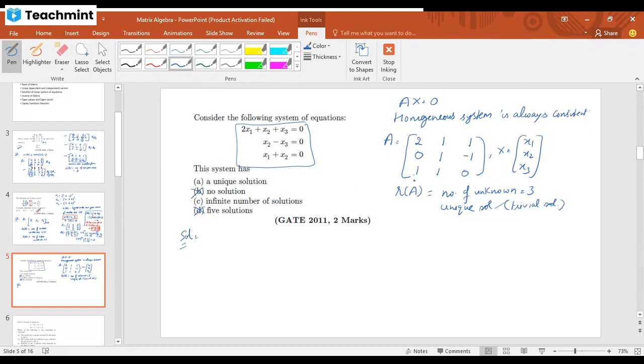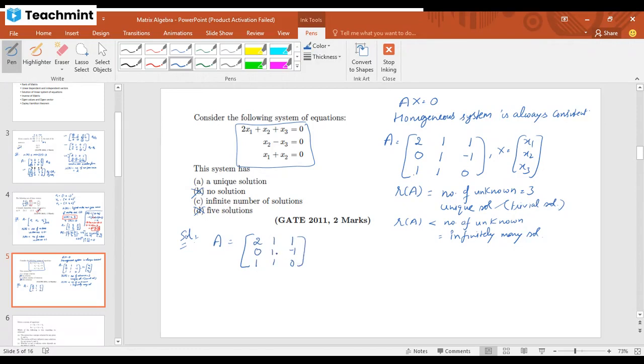Trivial solution means all the variables are 0. And if the rank of a matrix is less than the number of unknowns, that means if it is less than 3, maybe 2 or maybe 1, then this system has infinitely many solutions. So basically the concept is we need to find out the rank of a matrix A. So let us consider here matrix A is 2, 1, 1, 0, 1, minus 1, 1, 1, 0.